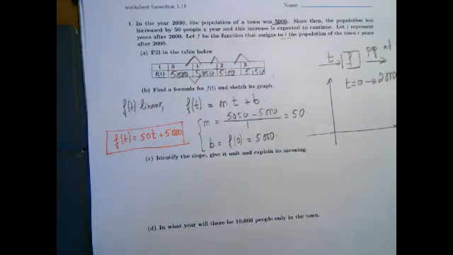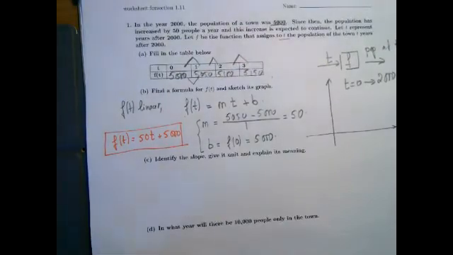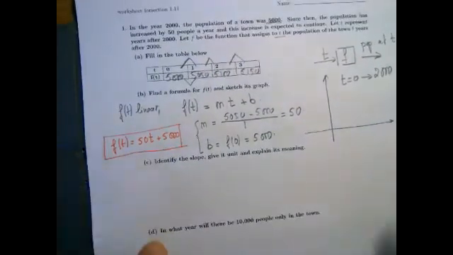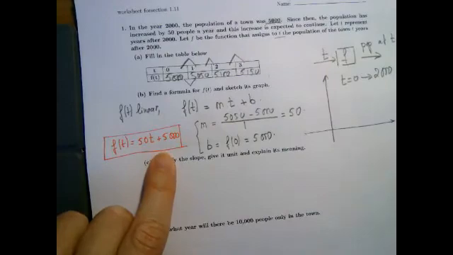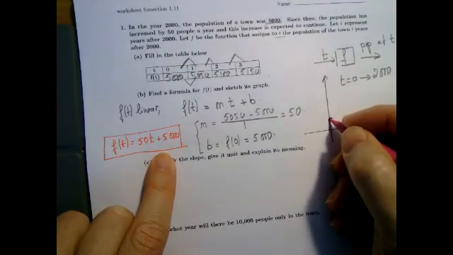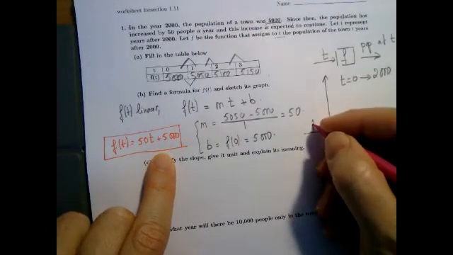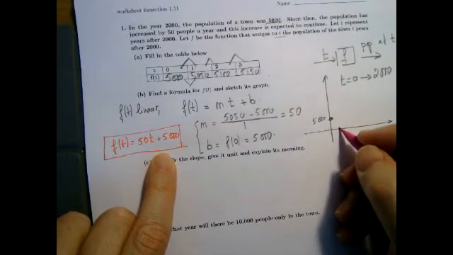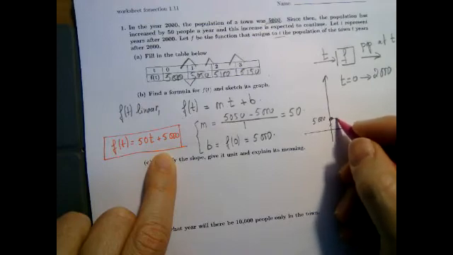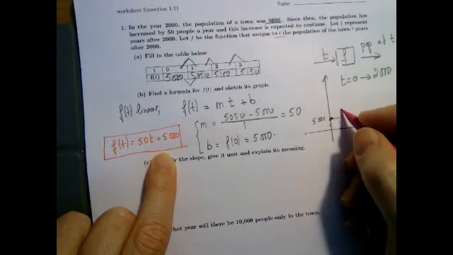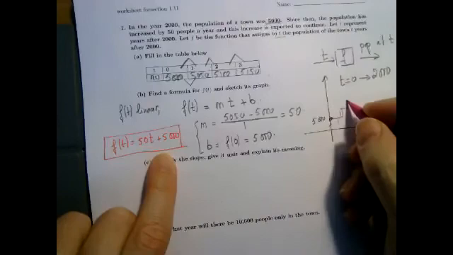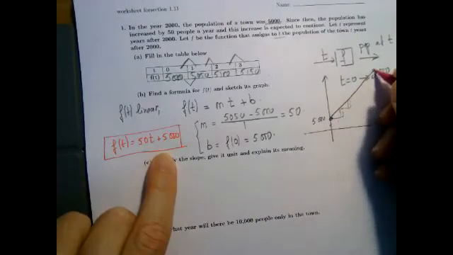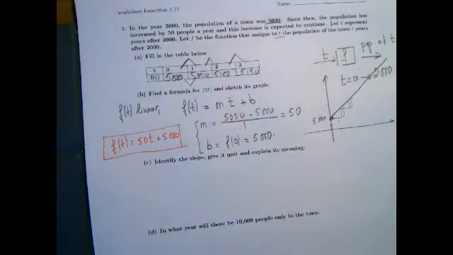If you have something that's growing by the same amount every year, then that's what linearity is about. So on the picture here, if I sketch the graph, initially that's 5,000. That's the initial value. And then every year it's growing by 50. Every year it's growing by the same amount. That's a linear behavior. That's what it models.